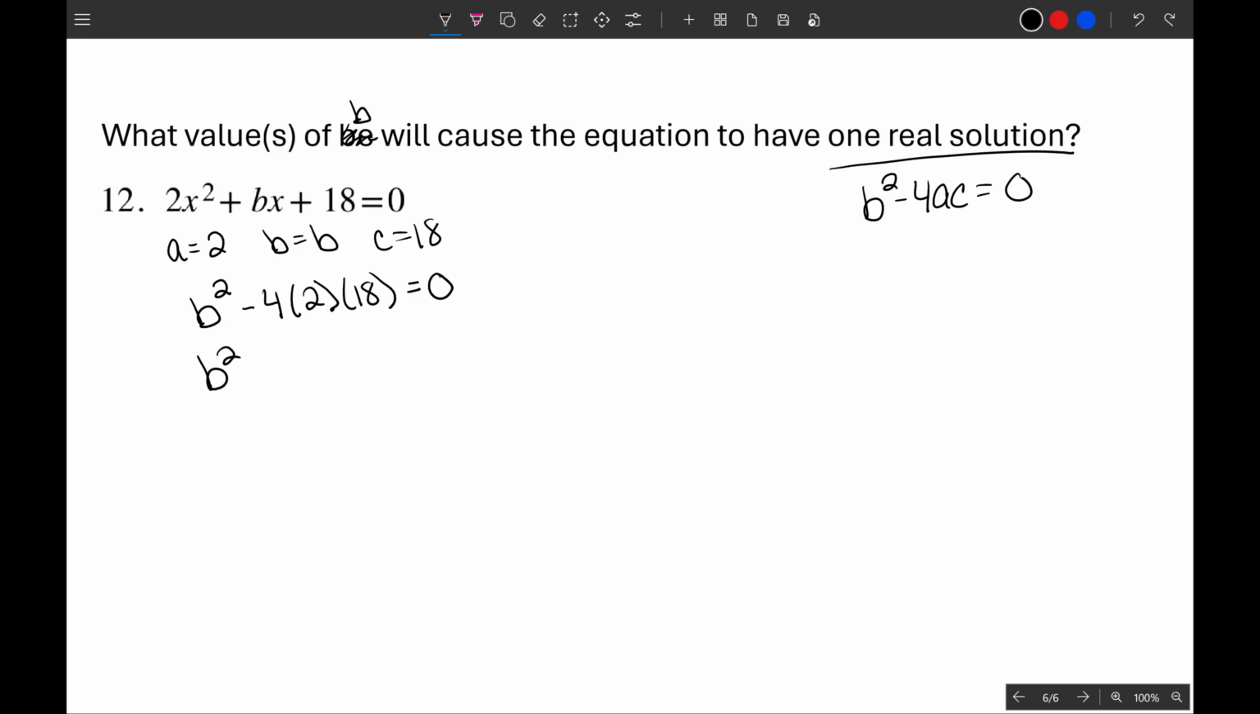Well, if I take the negative 4 times 2 times 18, that's going to give me negative 144. That equals 0. I'm going to solve for b here. So b squared equals, add the 144, and then we'll square root. Don't forget our positive and negative. So if b is positive or negative 12, that means that I'm going to be equal to 0.